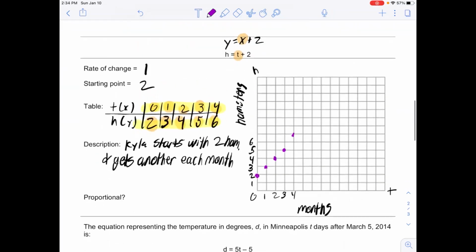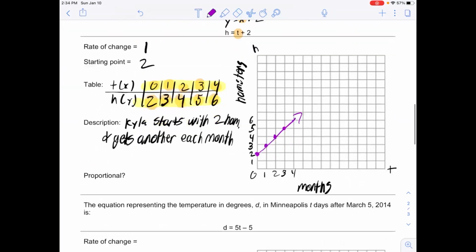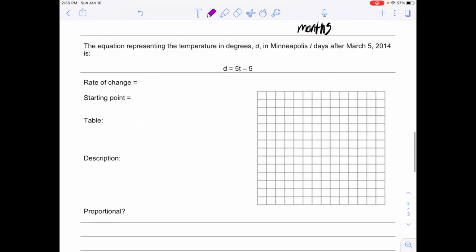Hopefully, after we did this, your work and my work matched up, and we both have our graphs and tables and equations, and everything is the same. All right, we're going to do one more here.